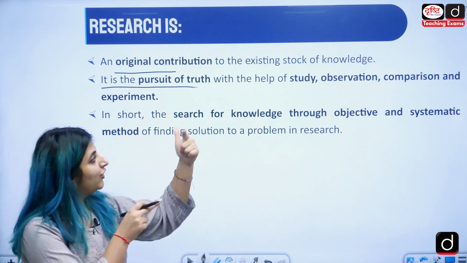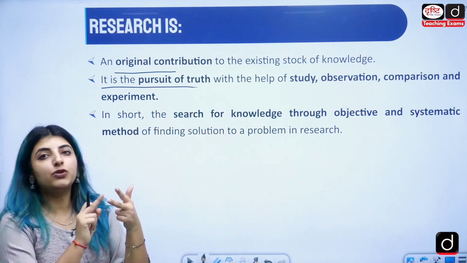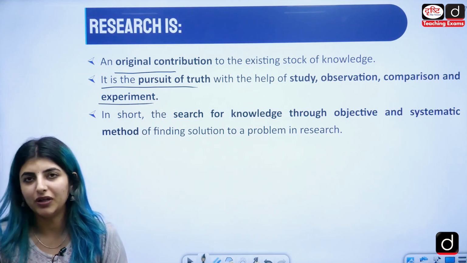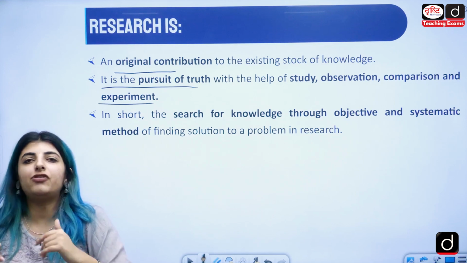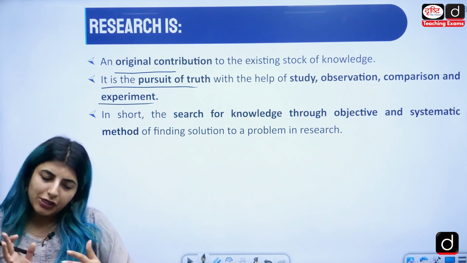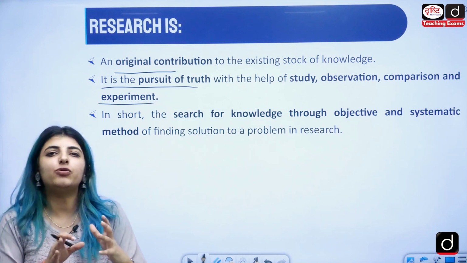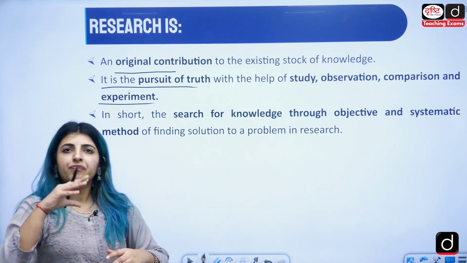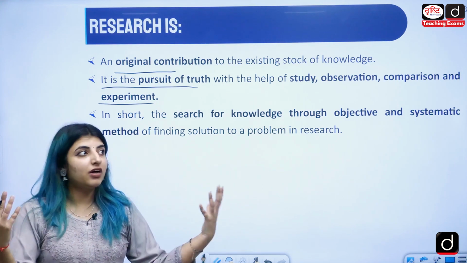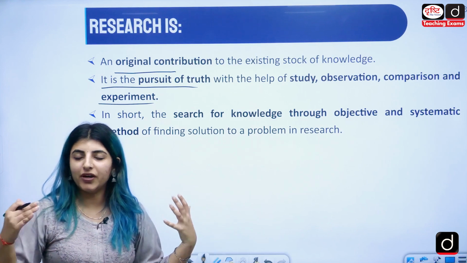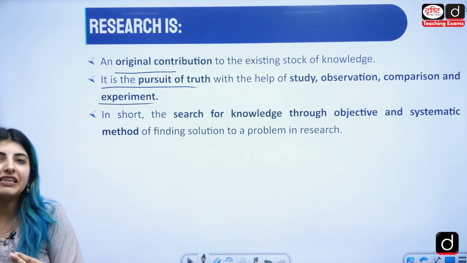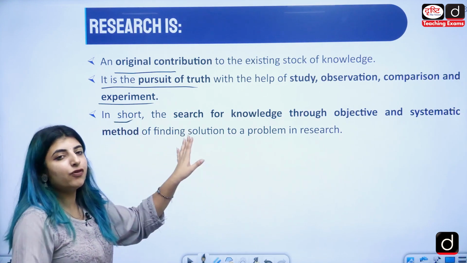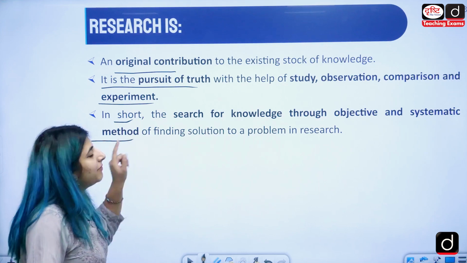You're going to study, you're going to observe, you're going to do comparison, and you're going to experiment as well. That will vary, of course, according to the type of research that you are going to deal with. So we have multiple types of research, which we gradually will be dealing with in the upcoming videos. So basically, आप पढ़ते हो, you observe things around you. You can gain multiple materials and information from the nature around you. In short, it is the search for knowledge through objective and systematic method.